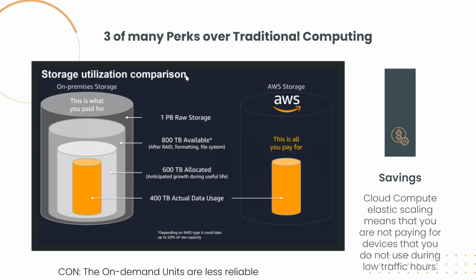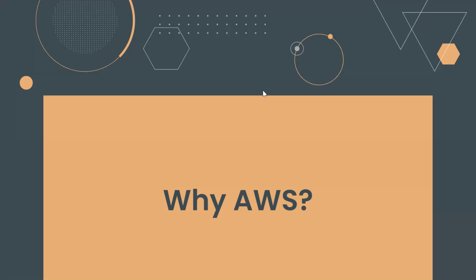And those are three of the many perks over traditional computing, but these are the biggest ones. It is essentially more scalable, more secure, and of course, there's more savings involved. So then we move on to why AWS? Why specifically do we want to look into AWS?